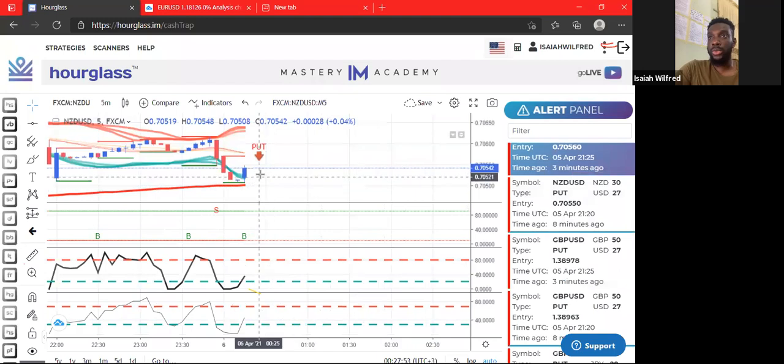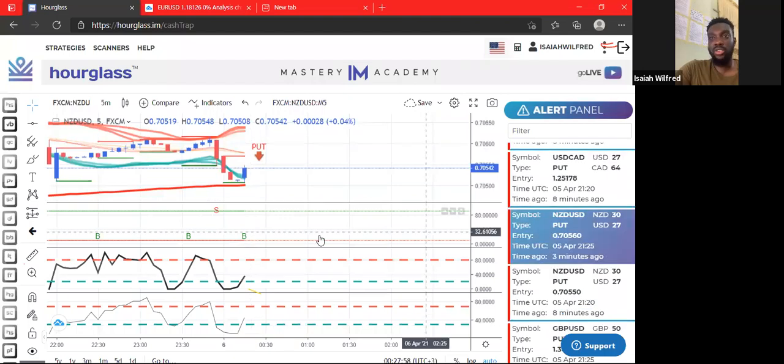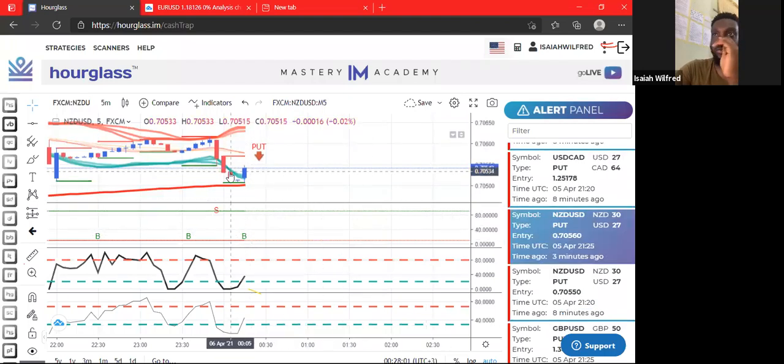Okay, look at this one. Now, guys, this one was actually a very, very nice trade. Too nice. Now, what happened here? NZD was 30, which means we're supposed to be looking for a buy. We have NZD stronger than USD. Price came down to a support area, and it was also touching the green Bollinger Bands.